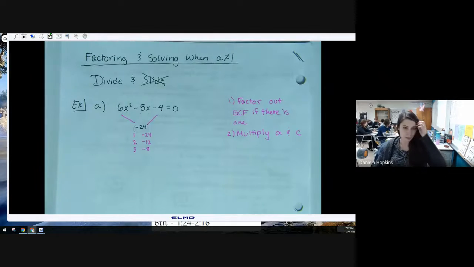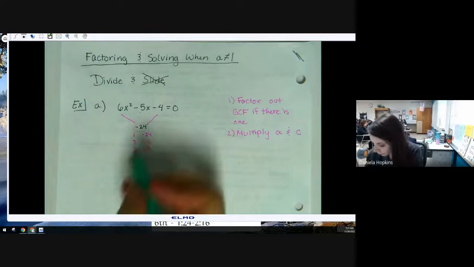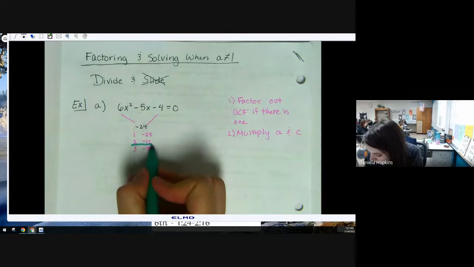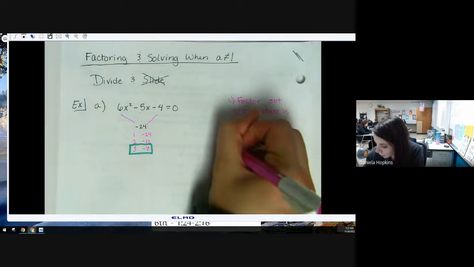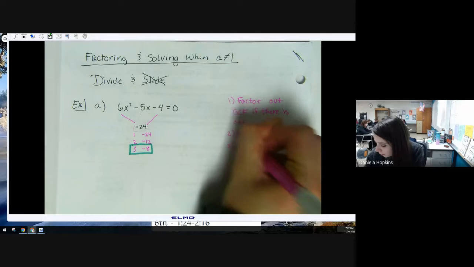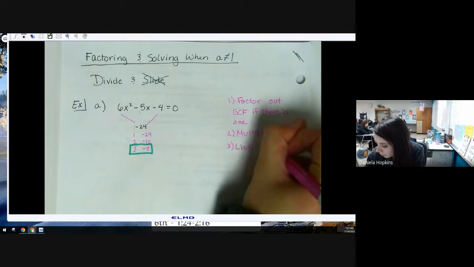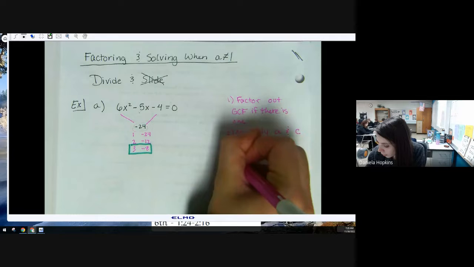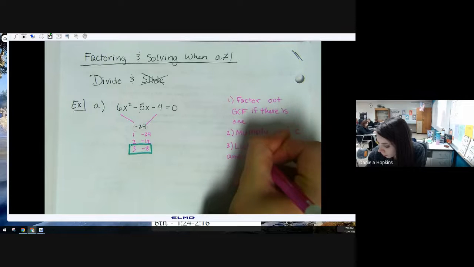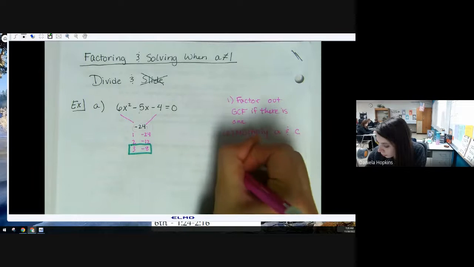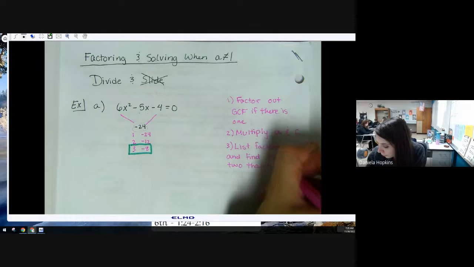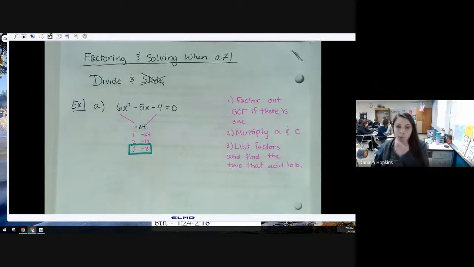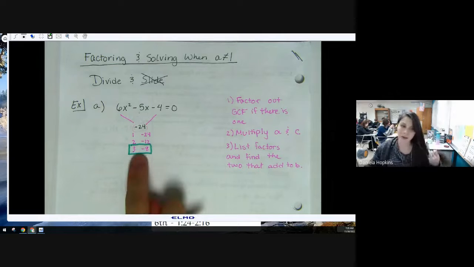Does that one work? Okay. So you're going to list your factors, and then once you find it, you have these factors. So I guess step 3 was list factors and find the 2 that add to B. So we've done that here.